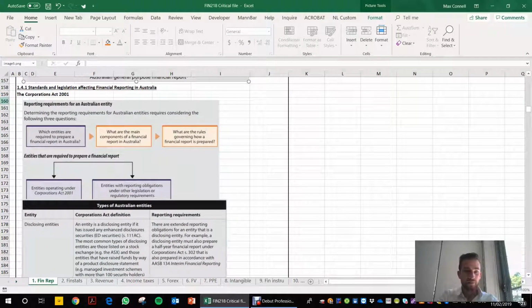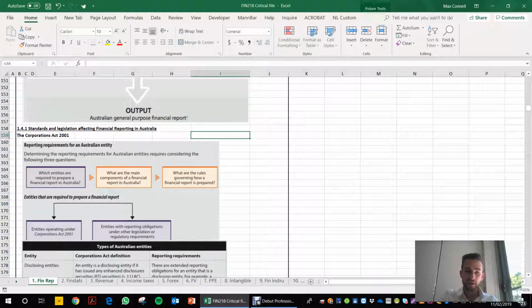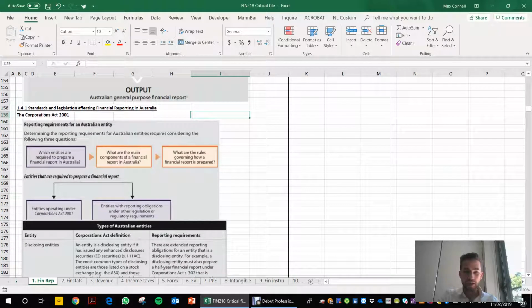Okay, so standards and legislation affecting financial reporting in Australia. We're just going to focus on the Corporations Act up here. The Corporations Act influences accounting standards in two ways. One, it determines which entities are required to prepare a financial report in Australia. And number two, it determines what the main components of a financial report are.